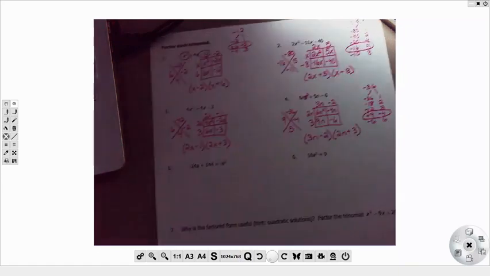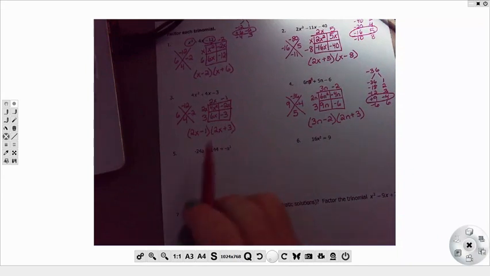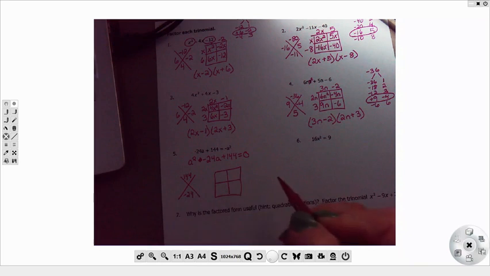All right, look at number 5. There's a problem. It's not in standard form. So I need to do the inverse operation to get this to the other side. So I would say that is a squared minus 24a plus 144 equals 0. So when I Xbox it, I want to get 144 and I want to get negative 24.